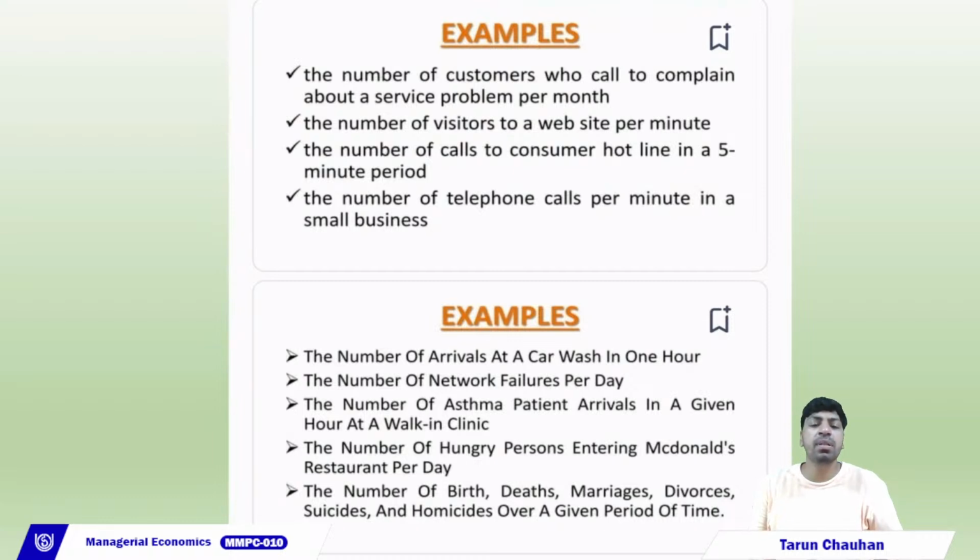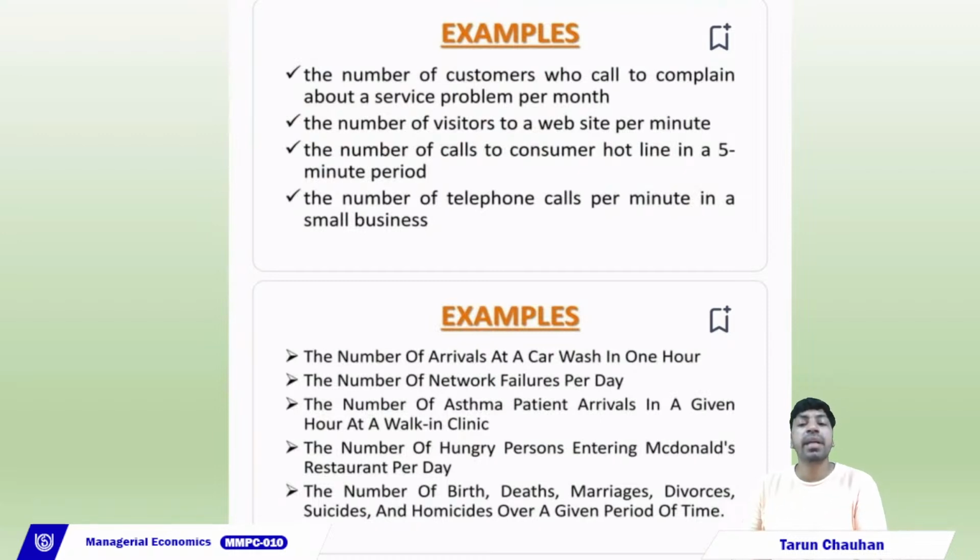So how many hungry people are there in a particular region? For example, in McDonald's restaurants, you need to calculate how many people are hungry and need food from McDonald's or from any other restaurant. We use the Poisson distribution, because here we are talking about the population.